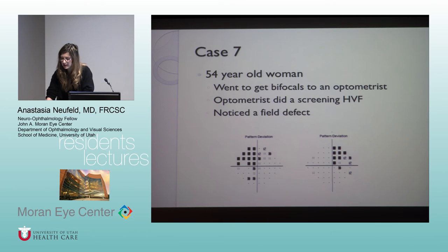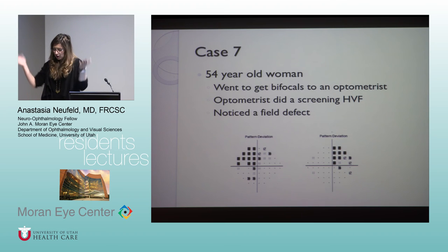So this is naturally how it works. It expands and it pushes on the chiasm, it compresses. It compresses the inferior chiasm and causes your superior visual field deficits.